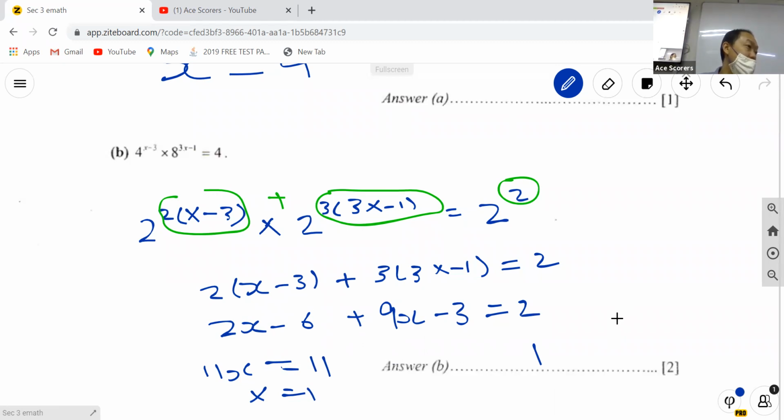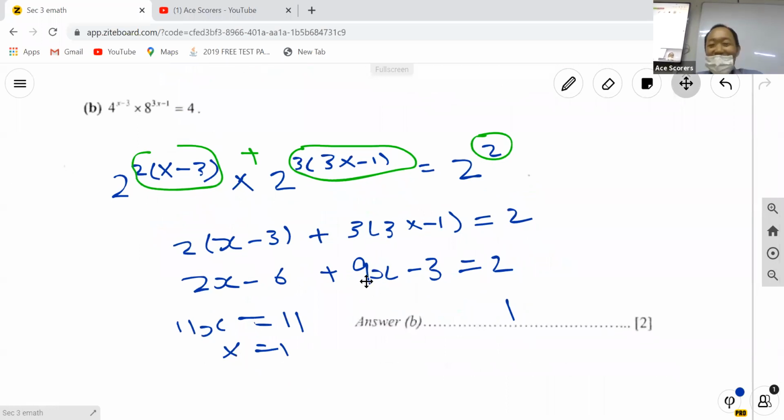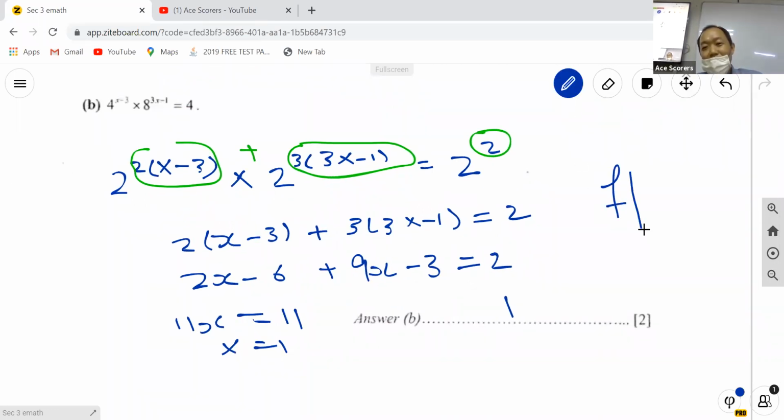Did you guys get 1? Oh, you guys got 1. Very good. Do you do it this way? Then how did you get 1? Hey, that's called a fluke answer. Doesn't really matter unless... Fluke answer, you lose marks or not? You won't get the full mark. You may get 0 also. Okay. So what's your objective? Make the base the same, then equate the powers. That's all.